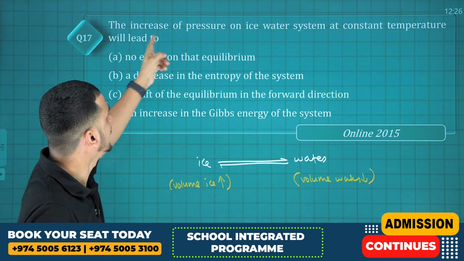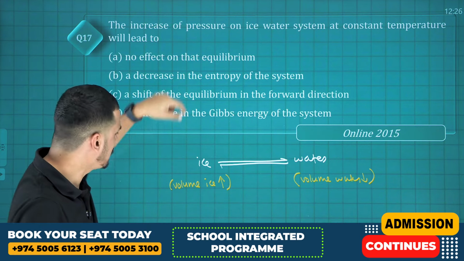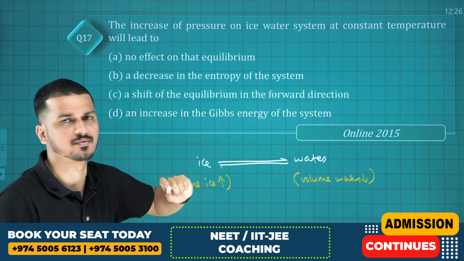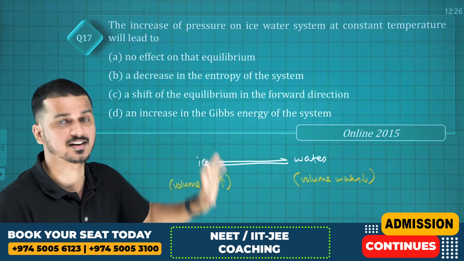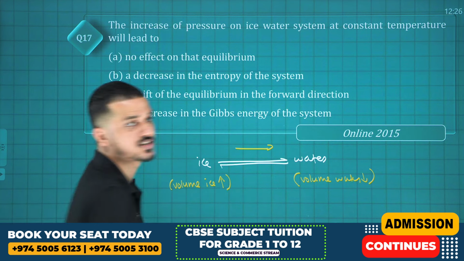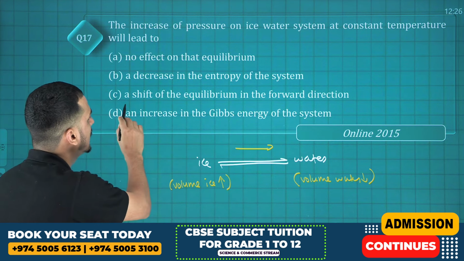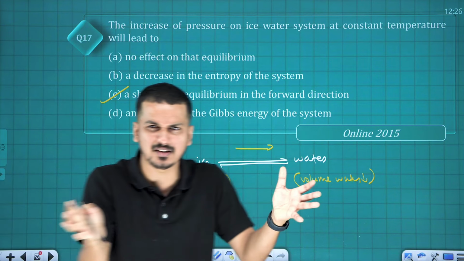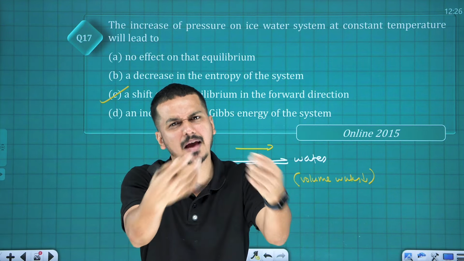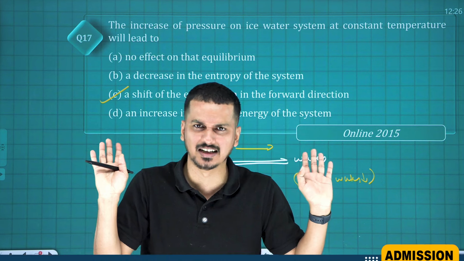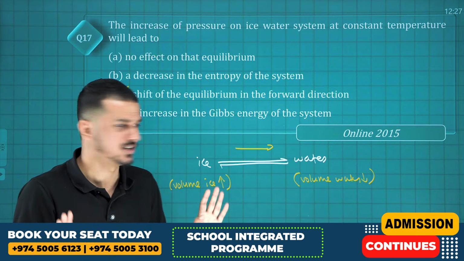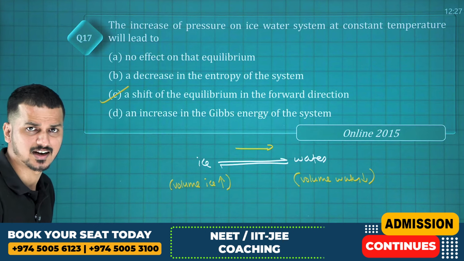Now what are they telling? Increase of pressure. Whenever you are increasing pressure, according to Le Chatelier principle, the system will try to decrease it. So which direction will the reaction take place? The direction where volume is lesser, so the forward direction reaction will take place. The answer is a shift of the equilibrium in the forward direction, option C. Whenever you are applying pressure, the ice will melt to form a lot of water molecules. So our answer is option C. Clear, dears? Yes.